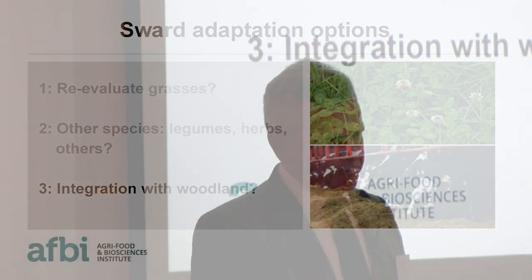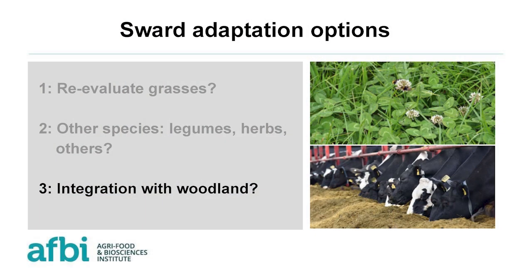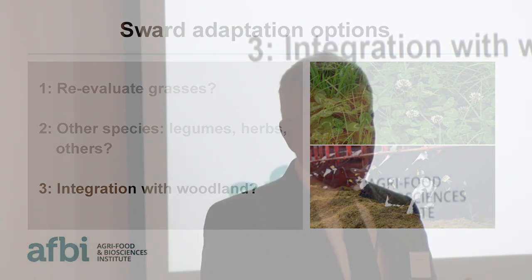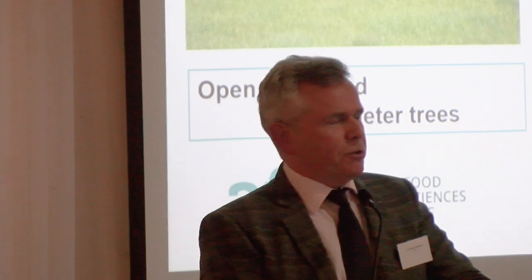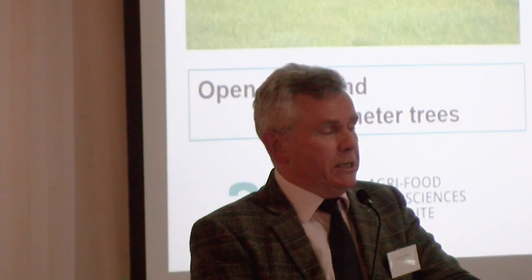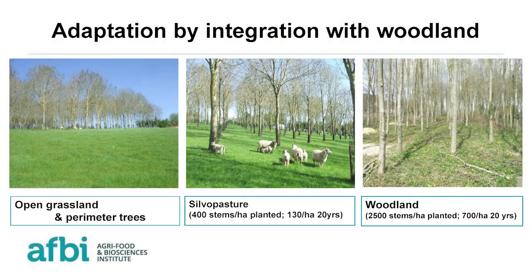The last option for sward adaptation is, can we integrate grassland and trees? Which, as I say, to some people is a controversial step to even consider. Left-hand side photograph, what we're familiar with, grass and maybe some trees and hedges out at the edges. Far right-hand side, dense woodland. Very limited opportunities for grazing at the base. The sweet spot in the middle is what we call silvopasture or agroforestry.